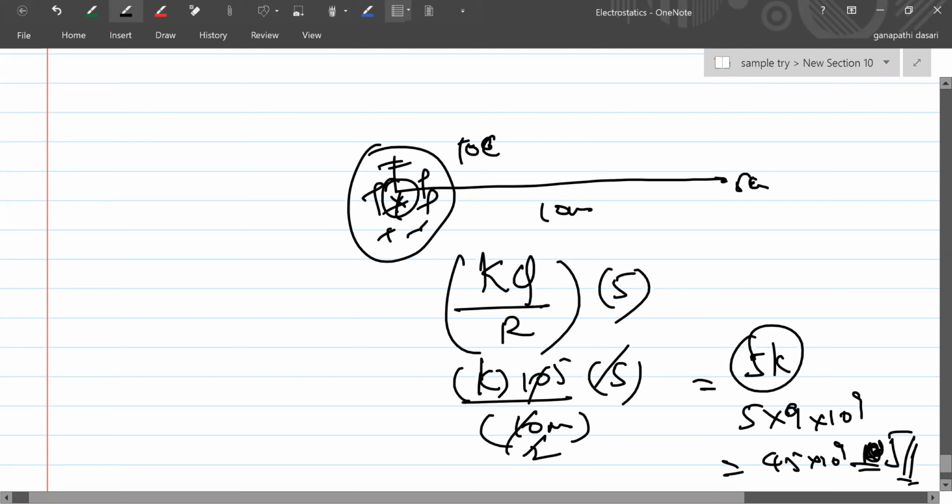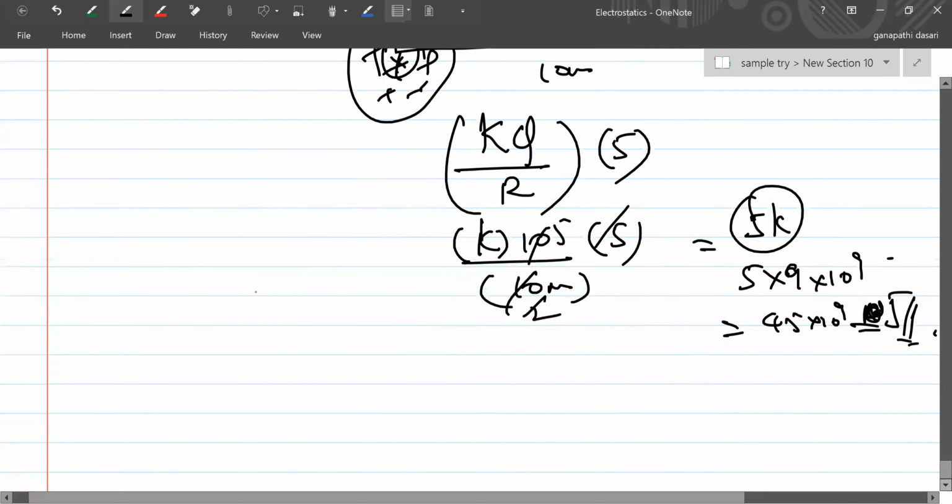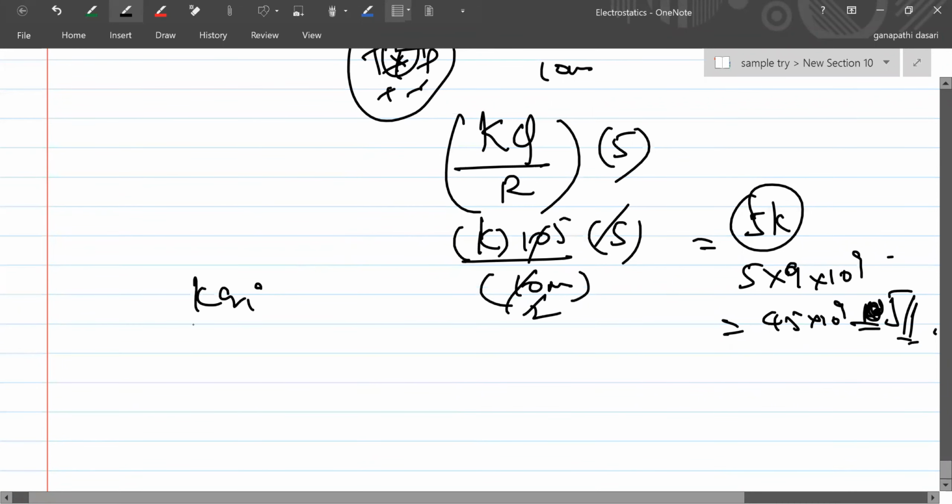So this is the concept of potential energy. If you know the potential, you can get potential energy easily. But with point charges it becomes easy. KQ1Q2 by R, because KQ1 by R is the potential due to one charge, and multiplying with that Q2, you will get the potential energy of the two particle system.